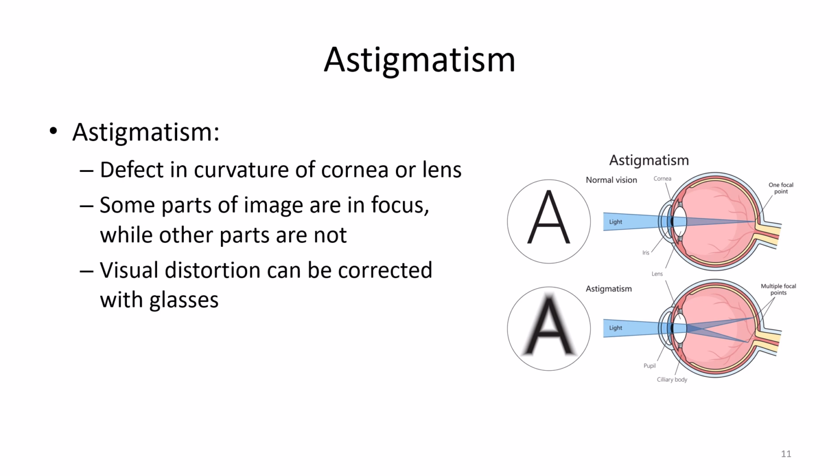Astigmatism is another disorder. Know that astigmatism is due to a defect in the curvature of the cornea or the lens. What happens is some parts of the image are in focus while other parts are not. This can be corrected with glasses. The picture on the right shows how objects can end up being blurry with astigmatism.